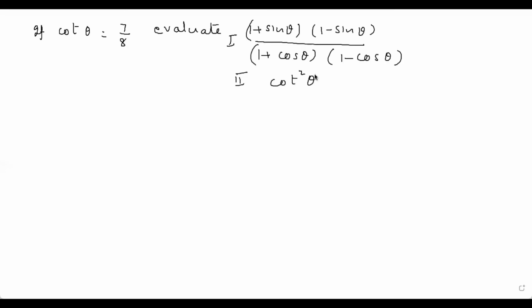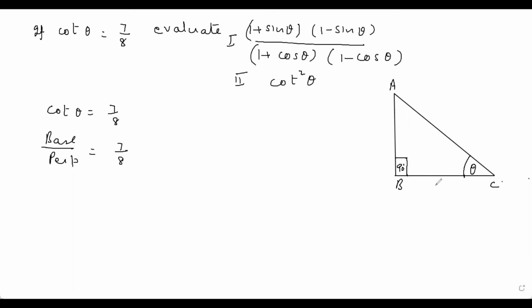Now I'm going to solve question number 7. The question is, if cot theta is equal to 7 by 8, evaluate (1 plus sine theta)(1 minus sine theta) upon (1 plus cos theta)(1 minus cos theta). And the second part is, you are to evaluate cot square theta. Cot theta is 7 by 8, base by perpendicular. Now this is a right angle triangle. This is angle theta, this is base, this is perpendicular and this is hypotenuse.